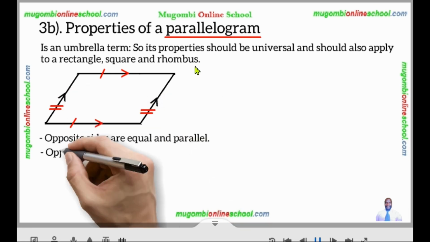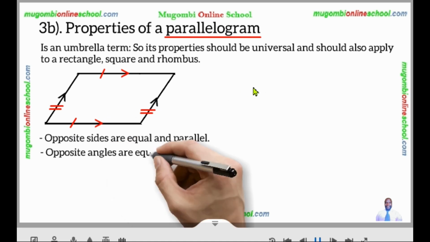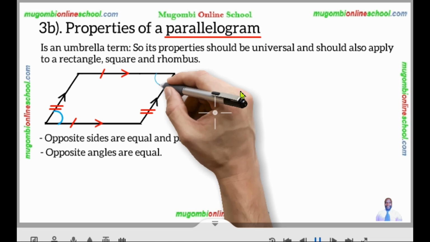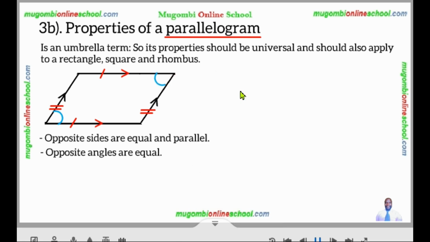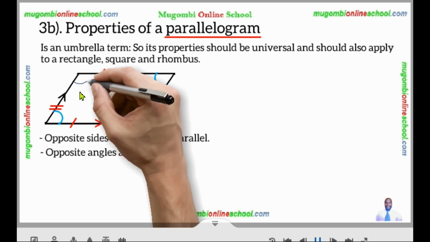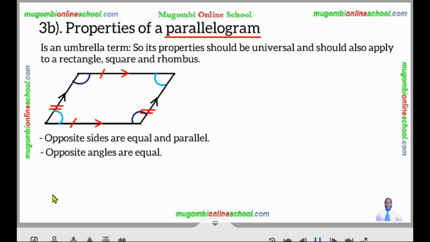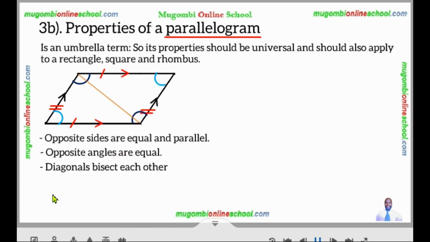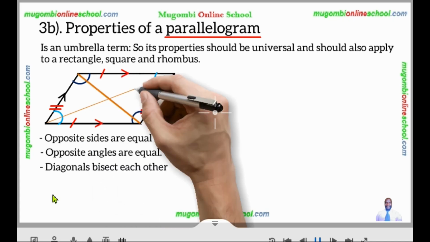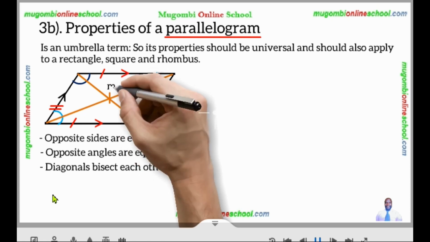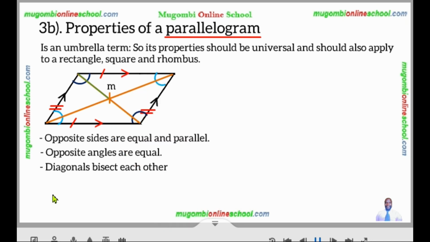I write two lines like this to differentiate from the first pair of lines which are equal. Another property: opposite angles are equal. This angle and this one are equal, and this one and the opposite one are equal again. Then for all parallelograms, diagonals bisect each other. So in this case, the diagonals bisect, and this is the midpoint.